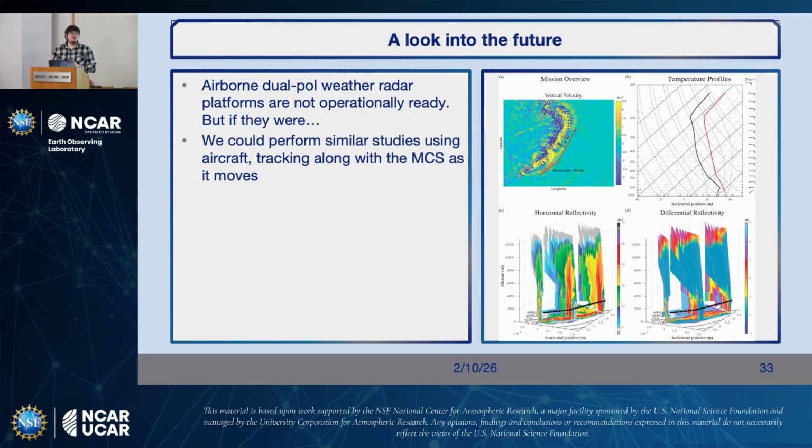So what can we do with this? Airborne dual-pol weather radars are not operational right now. But if they were, we could perform similar studies flying into tropical cyclones. We could perform similar studies flying along squall lines like this example here. This is a CM1 simulation of a squall line, and we ran the radar observations through Aeolus. And so this was hopefully about as close as we can get to simulating what APAR would do when it's ready.